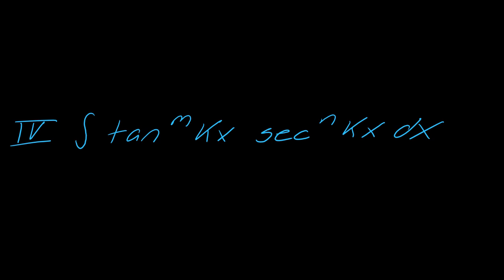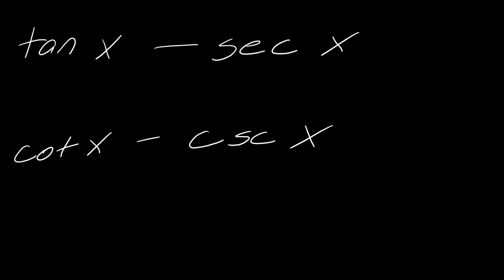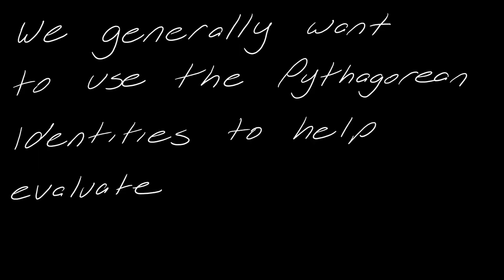But these ideas can also be extended to cotangent and cosecant. Very often with integration and derivatives, tangent and secant go together and cotangent and cosecant go together. So this is one big happy family. For these, we generally use the Pythagorean identities to help evaluate these types of functions.